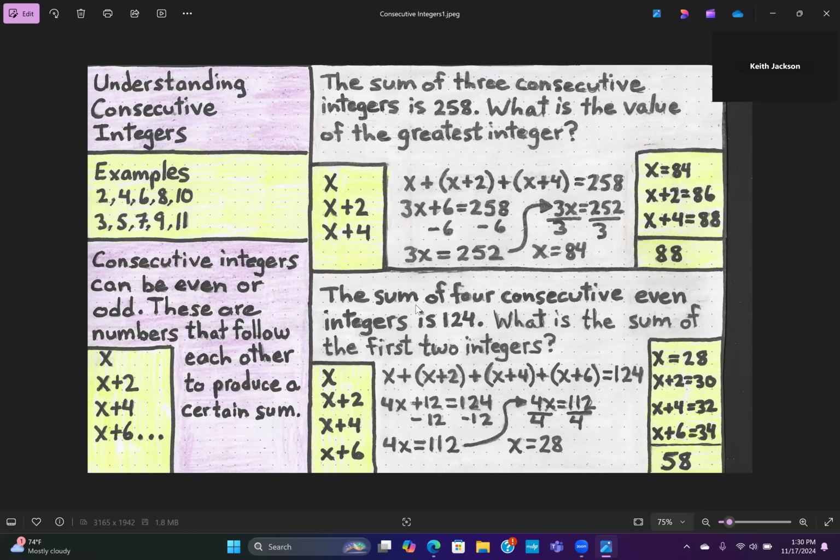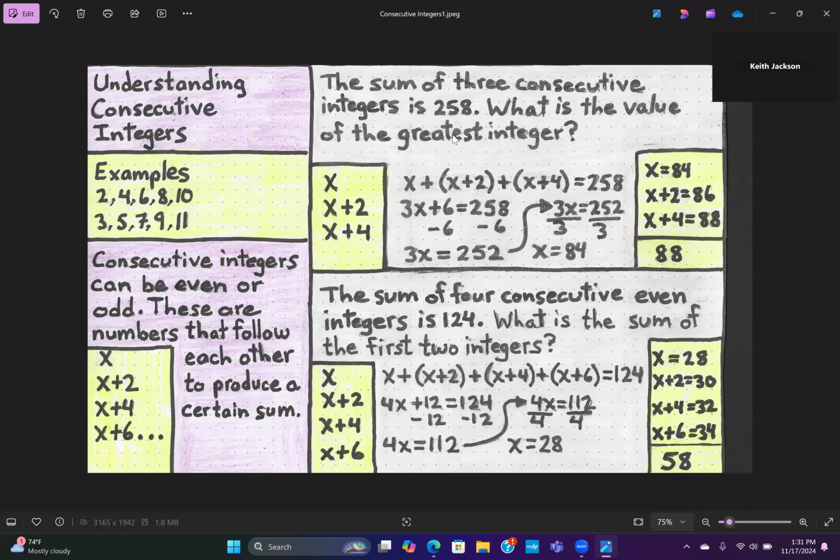When we're dealing with consecutive integers, the first integer can be x, the second integer can be x plus 2, then we have x plus 4 and x plus 6, and then we'll see how these consecutive integers can add up to a given sum. Let's take a look at two big examples to help us better understand how we can apply consecutive integers when arriving at a certain sum.